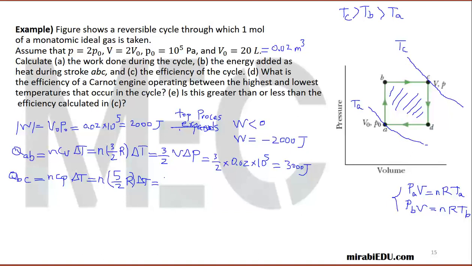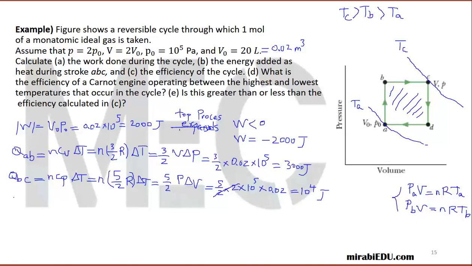Now, because it is monoatomic, instead of Cp I can replace 5/2 R, and because of the same reason, instead of nR delta T I can replace P delta V here. So because I don't have temperature, I turn it into pressure and volume. 5/2 times the pressure, which is 2 times P0, so 2 times 10 to the 5, and the volume changes 200, and therefore these two can be cancelled away. This is 10 to the 4 or 10,000 joule.